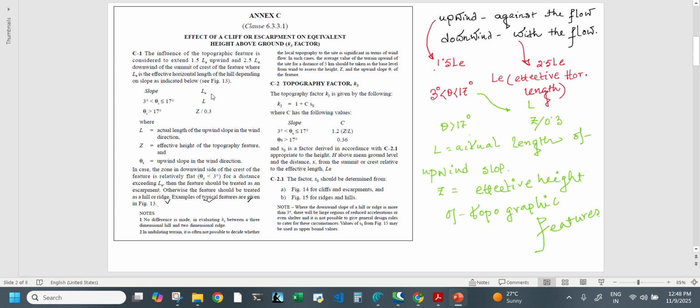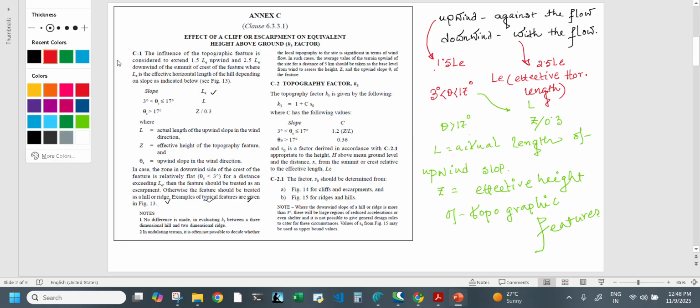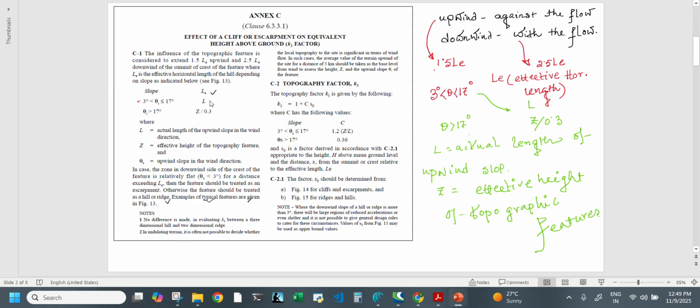Now we already know that theta is less than 33 degree to 70 degree, L is equal to L, and theta greater than 70 degree Z is equal to 0.3. And for calculating the K3, we have to know the 1 plus C and S0, and C and S0 are unknown to us. So the C value increases depending upon the theta. Z is the height of the crest, and L is the actual length of the upwind slope, and theta greater than 70 degree 0.36. And S0 we can calculate from this graph.